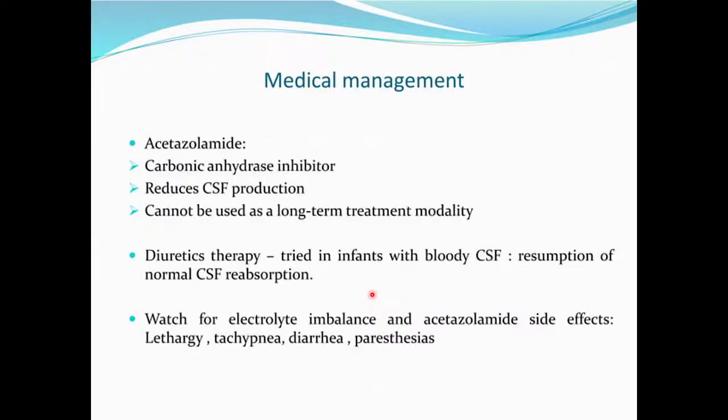Medical management is by acetazolamide, which is a carbonic anhydrase inhibitor. 250 milligram TDS is the general dose in an adult of 60 kg, but we have to monitor, as it causes acidosis in some cases. That is why it cannot be used in the long term. Weak diuretics can also be used, that is Lasix.